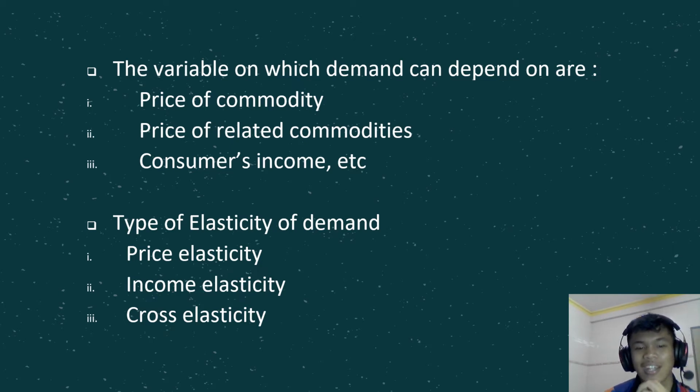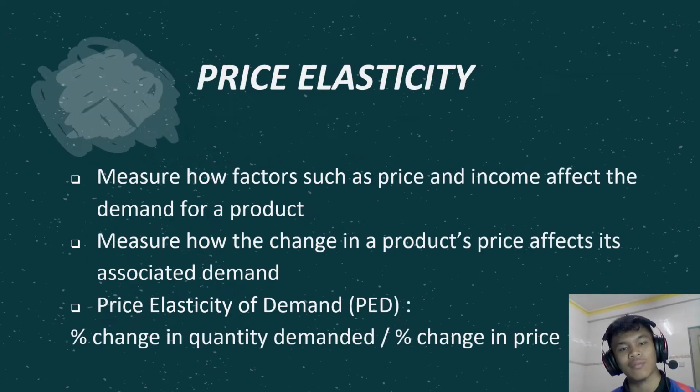So there are three types of elasticity of demand. The first is price elasticity, the second is income elasticity, and the last one is cross elasticity. So let's go through it one by one. The first subtopic of elasticity of demand is price elasticity.